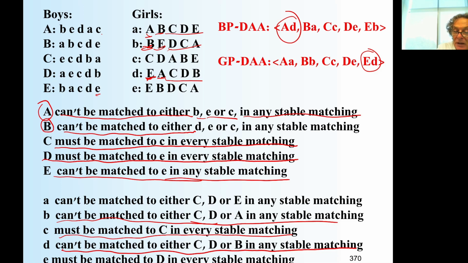Finally, let's talk about girl E. Girl E is getting D in both cases, and therefore she must be matched to D in every stable matching.